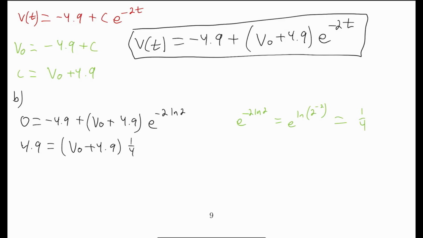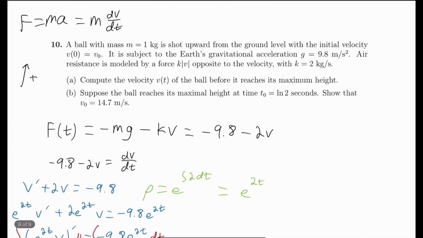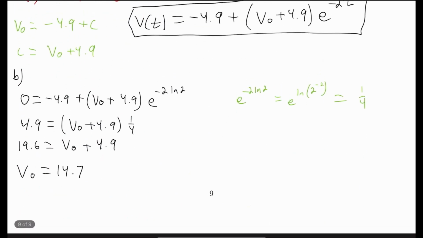We can multiply everything by 4. 4.9 times 4 is going to be 19.6, I believe. Set that equal to v naught plus 4.9. And when we subtract 4.9 from both sides, we should get that v naught is equal to our answer of 14.7. And that is indeed what we were asked to show. So this would be enough to show that v naught does indeed equal 14.7.